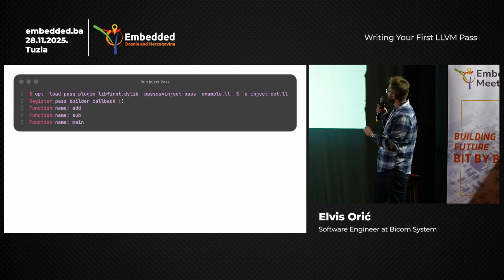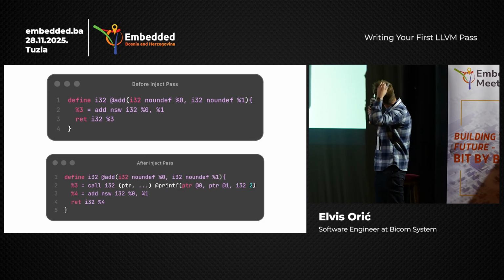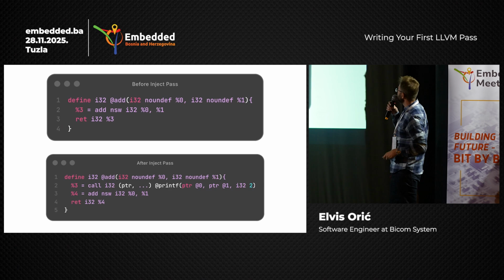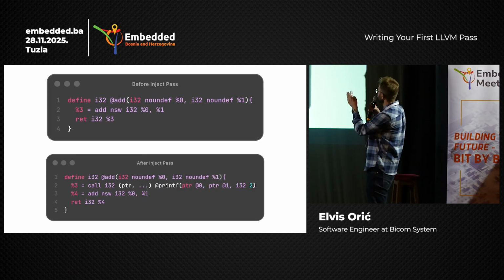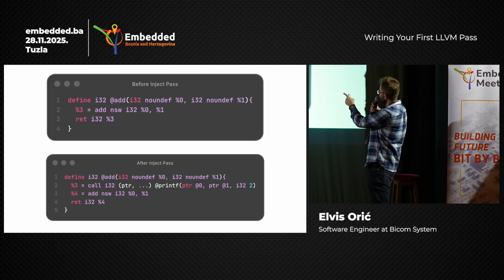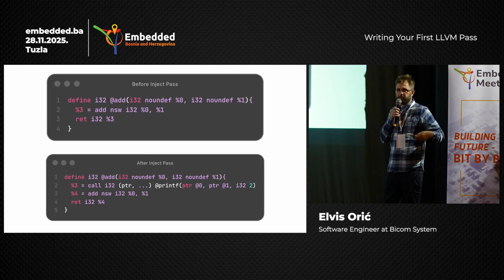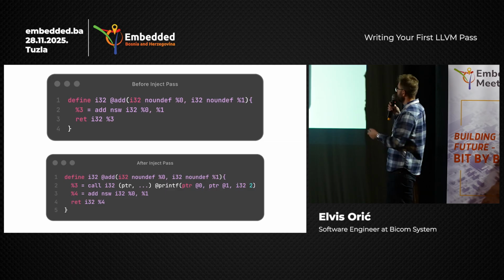Okay, so if we run it, we will have this. This is the intermediate representation for the add function before inject and after. You will see that after this inject pass, at the second line, we have this call to printf. So if we run this on our program, it will inject printf at the first line of every function.